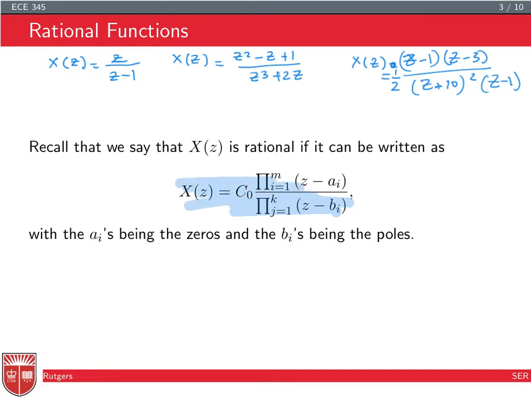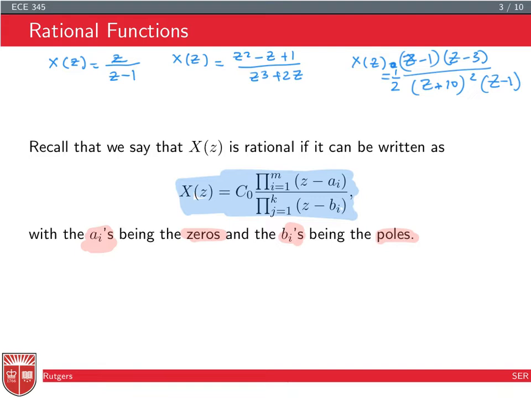So it should look like this. And you can see here that the a_i's are the zeros of the function and the b_i's are the poles. And c_0 here is just a constant. It's not that important, but if it's there, it is there. The interesting thing about rational functions is that they occur a lot in engineering applications. And we're going to learn a few easy rules that allow us to immediately determine the ROC based on the poles for these functions.